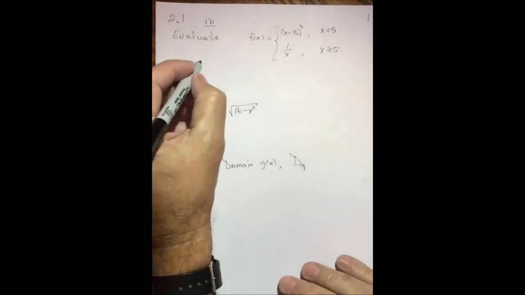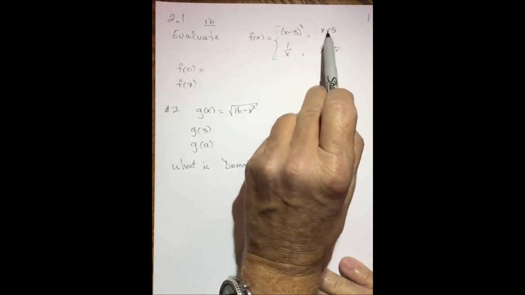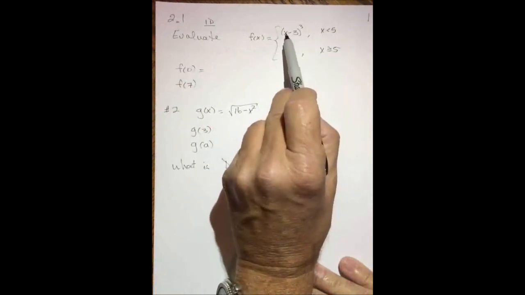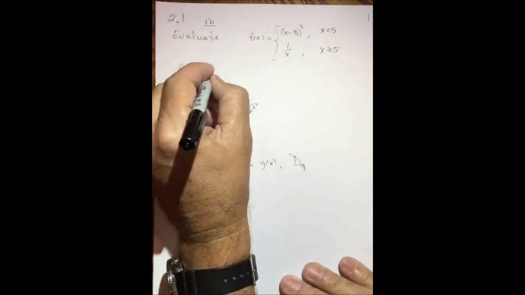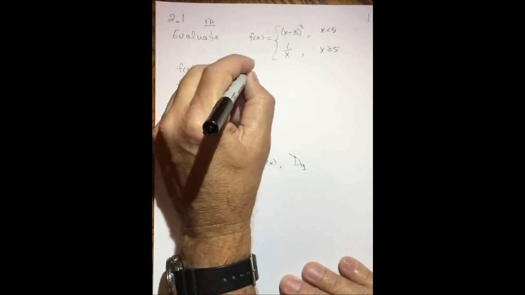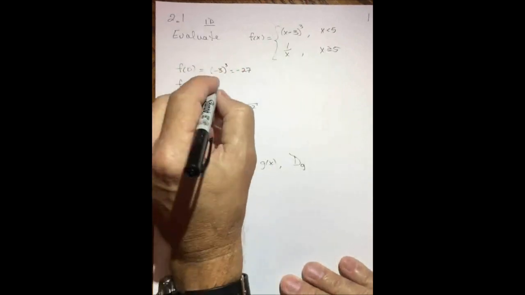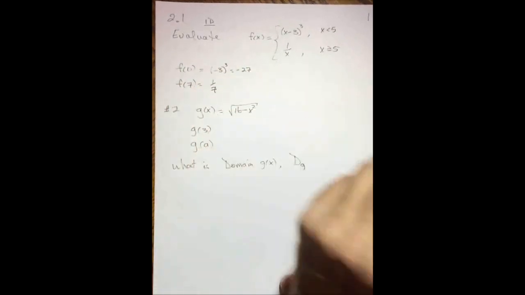So on the screen is a couple of problems from section 2.1 from the 2.1 worksheet. In the first problem, you have a piecewise defined function and you're asked to evaluate f of 0. Well, you have to figure out where 0 lives. 0 is less than 5, so you're up on this branch. So you just plug 0 in for x, and this will be minus 3 cubed, or minus 27. Now for f evaluated at 7, 7 is bigger than 5, so this will just be 1 over 7. You'll be on this branch here.